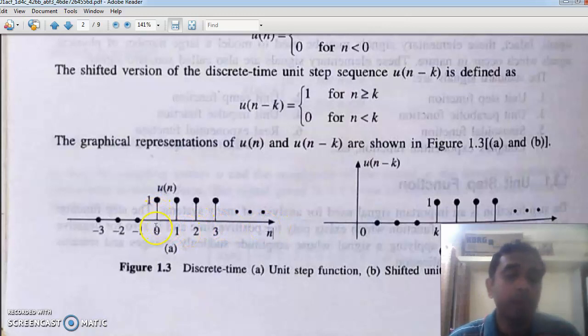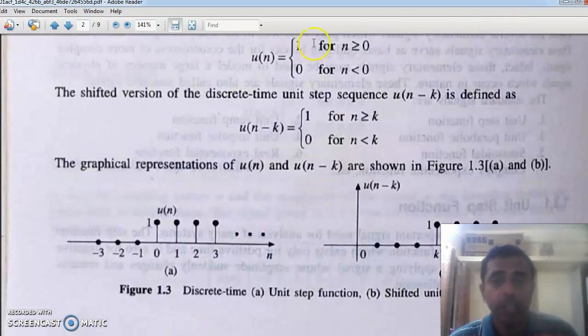So where is the starting point? When it is u of n, where is the starting point? Put the argument equal to 0. So n is equal to 0. So this is the starting point.